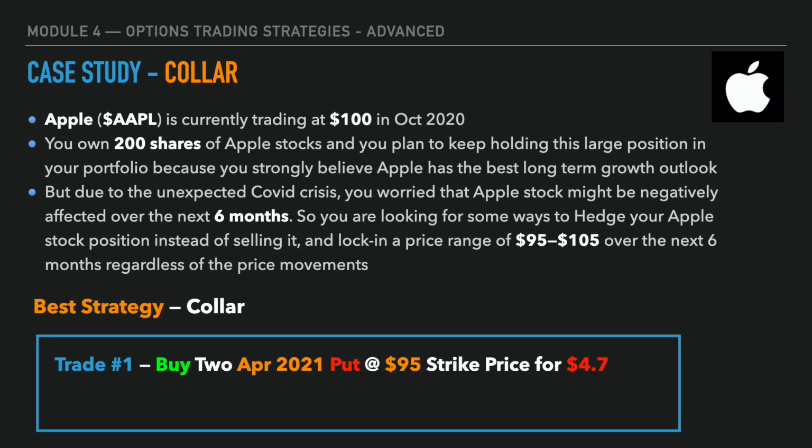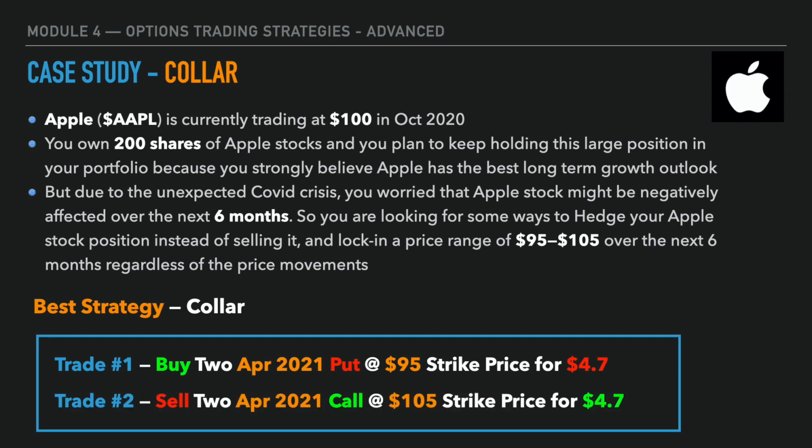They're all out-of-the-money contracts and are currently selling at $4.7 per contract as the premium. Then you sell two April 2021 call options on Apple stock at a 105 strike. They're also out-of-the-money contracts with the same premium price.